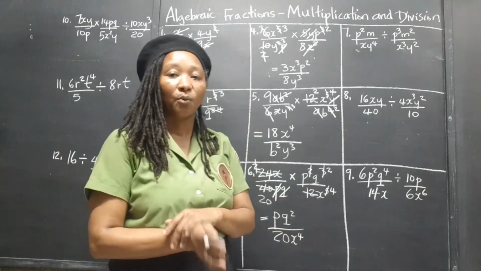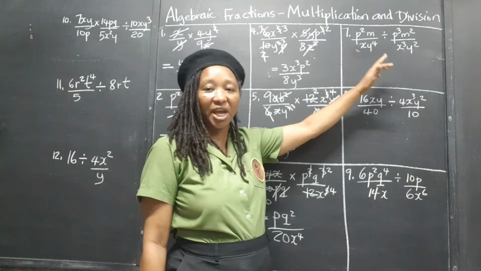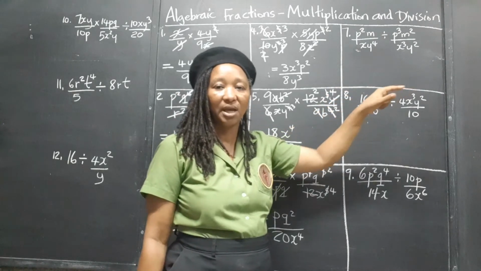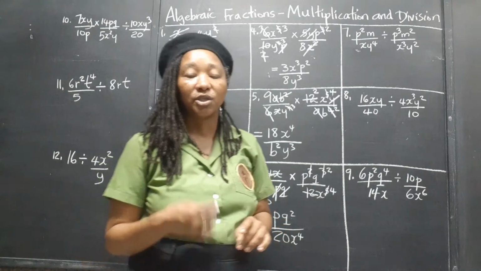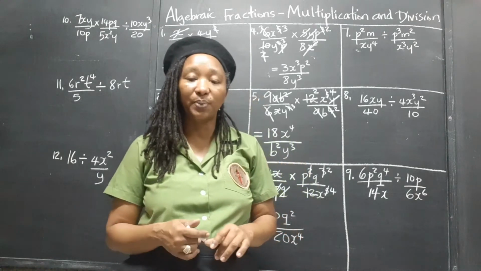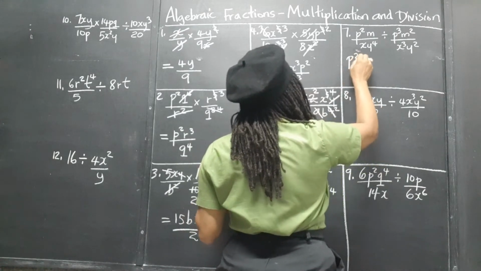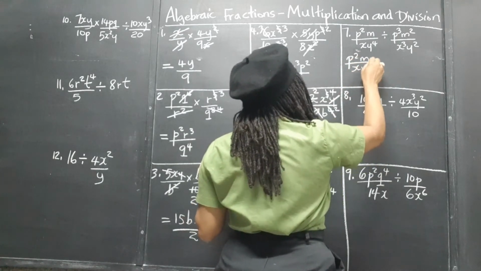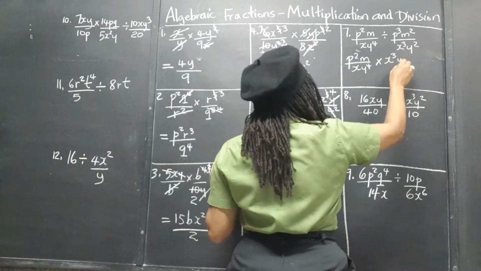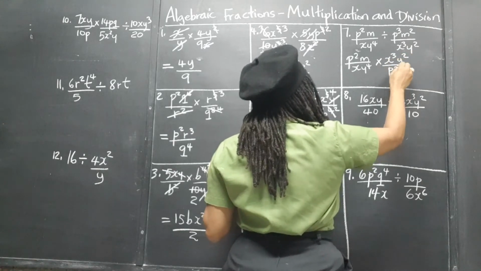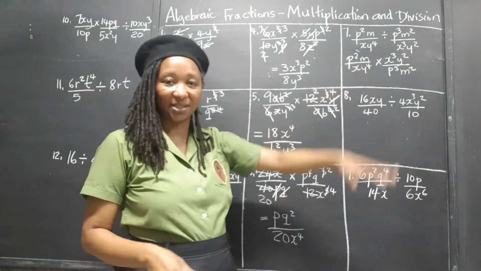So remember, when you're dividing fractions, retain the first fraction, change the division to multiplication, and invert the second fraction, right? Because to divide a number by a fraction is the same as multiplying that number by the inverse of the fraction. So we are retaining the p squared m over xy to the 4th. Change the division to multiplication. Invert this. So that's what it becomes. The inverse. And now we carry on as if we had been given this as a multiplication problem, right?